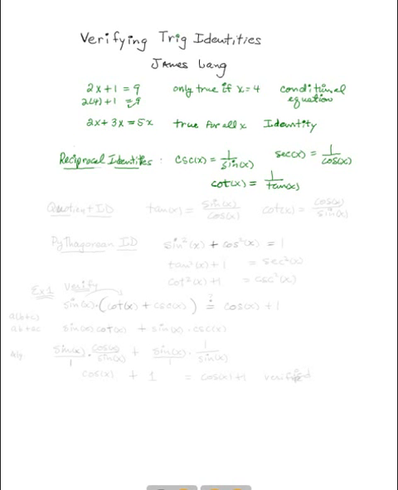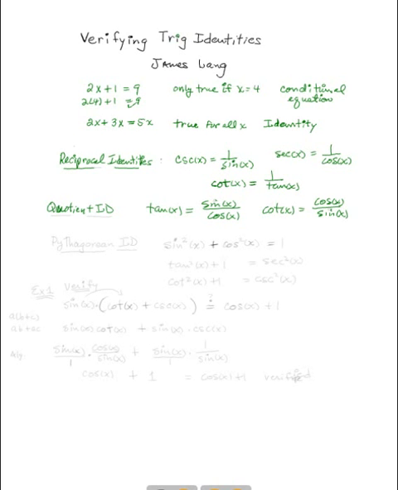Now the next group of identities, only two in this group, are called the quotient identities. And like I said, there's two of them. The tangent of x is the sine of x divided by the cosine of x. And the cotangent of x is equal to the cosine of x divided by the sine of x.